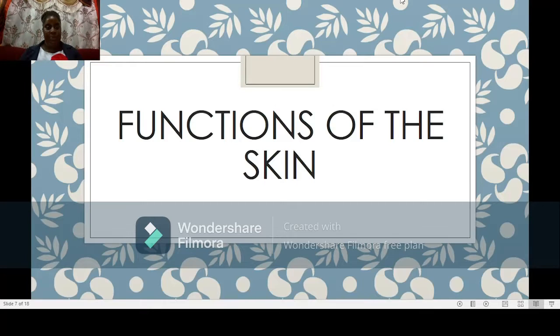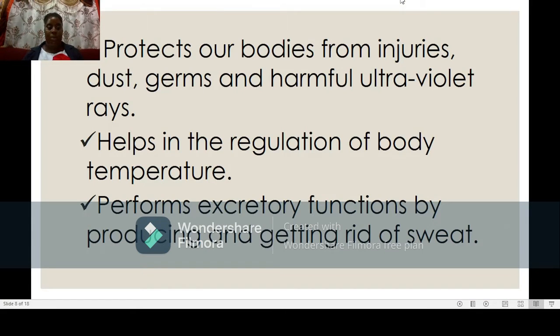Let's move on. The function of the skin. Now, what is the function of the skin? Anybody? Yes, Eric. It allows you to feel. Very good, but there is more than one function to the skin. Let's examine it. Now, the skin allows us to protect our body from injuries, germs and harmful ultraviolet rays that come from the sun. So the skin acts as a cushion like.